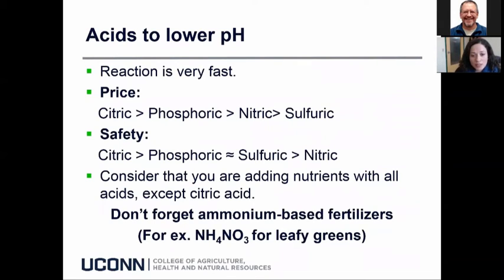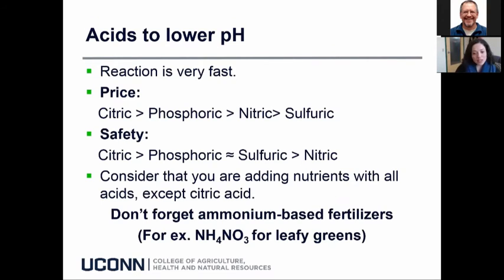For the employees, when we look at the other options in terms of safety, nitric acid tends to be the strongest one. You have to have highly trained workers to make sure they're handling the acids in the right way. So again, consider that with all the acids, you're adding some nutrients. The exception would be citric acid, and citric acid is one of the options that organic growers will use.